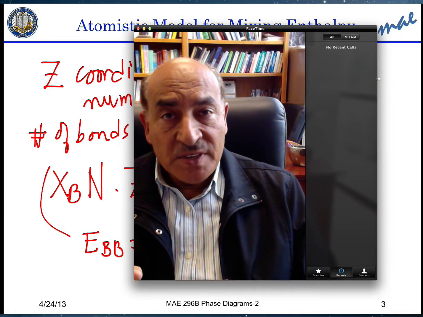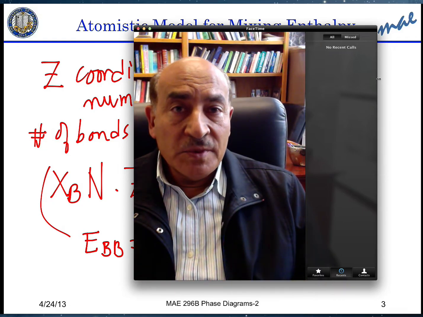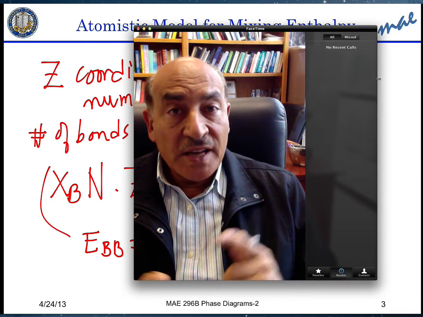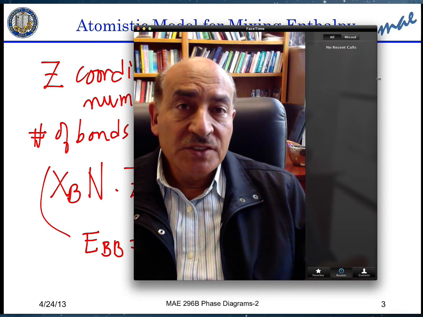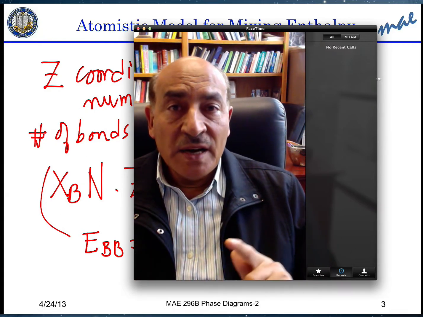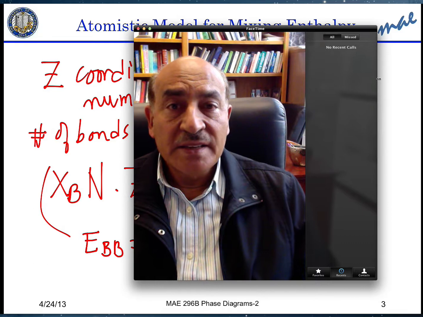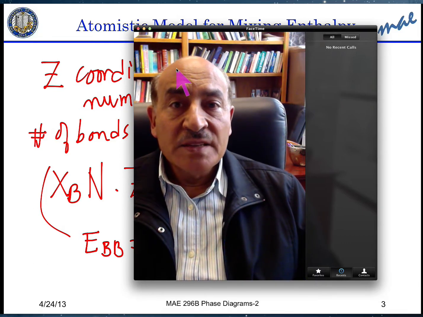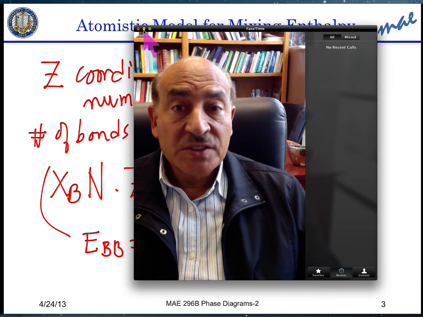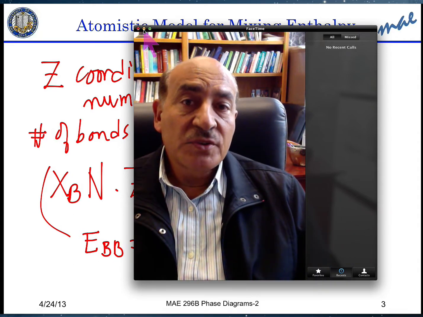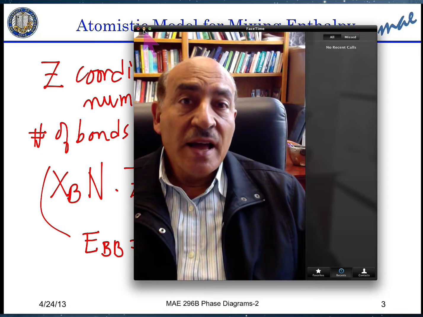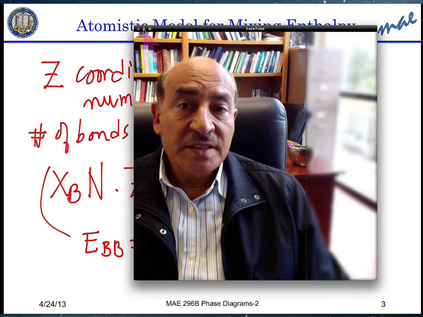Notice that for BB and AA, we are double counting. But for AB, we're not double counting because it's a unique bond between A and B in that case. So let's write now the full expression for the enthalpy after mixing and the enthalpy before mixing, and take the difference, and that will be the delta H mixing in the following.